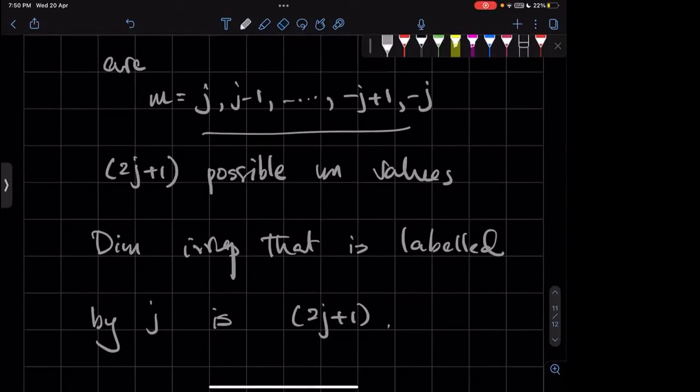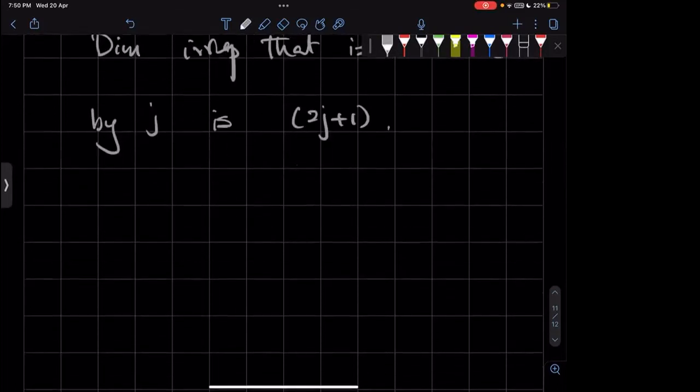Now let's look at some examples. The first example, it's trivial but important. Let's take J to be 0. Okay. So what are the possible values of M then?